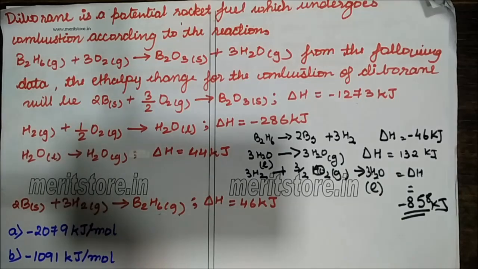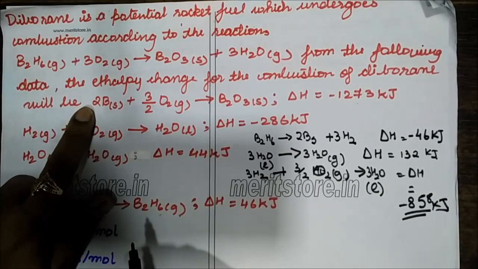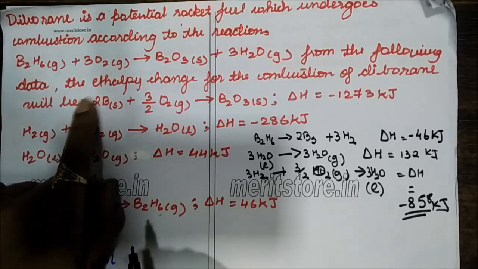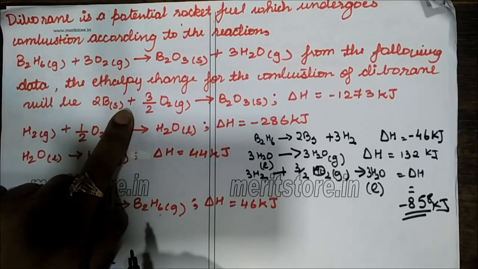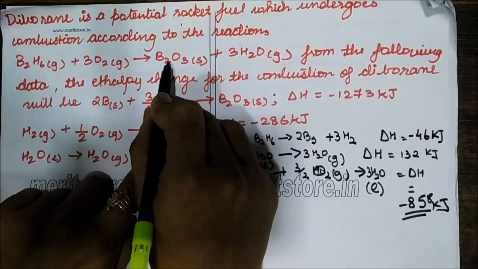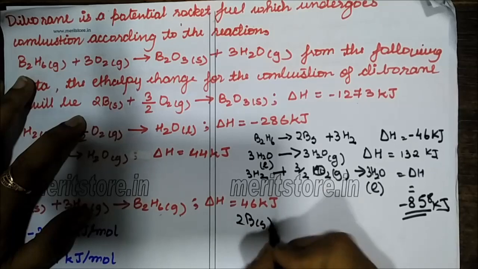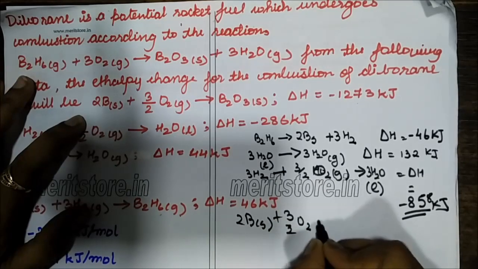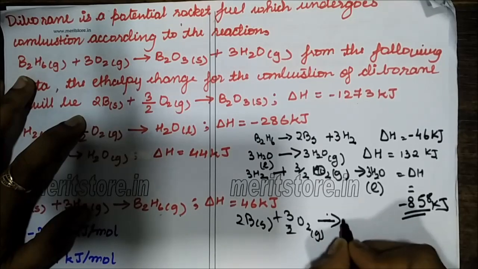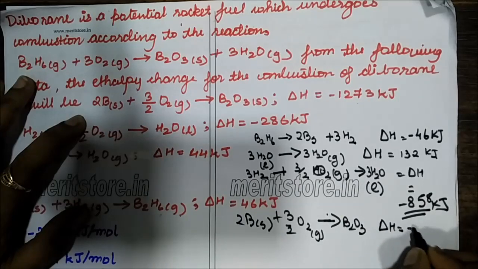Okay. Next, look at the first reaction. It says 2B plus 3 upon 2 O2 giving B2O3. Now B2O3 we require on the right hand side only in the final reaction. So unchanged, I am just rewriting that equation. So 2B which is in the solid state, 3 by 2 O2 gaseous state, giving B2O3. Okay. So delta H is remaining unchanged, which is minus 1273 kilojoules.